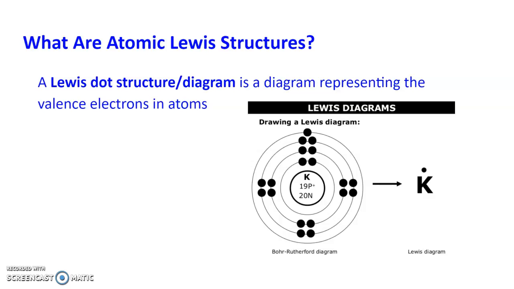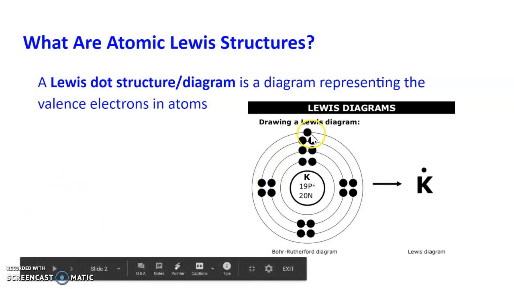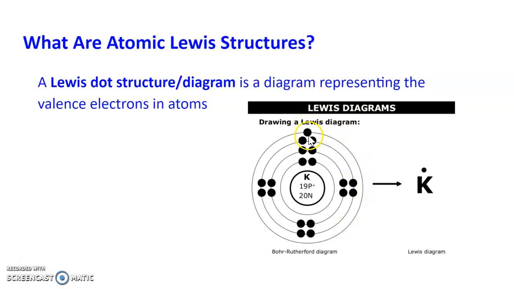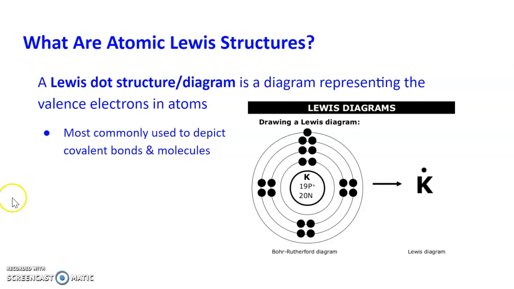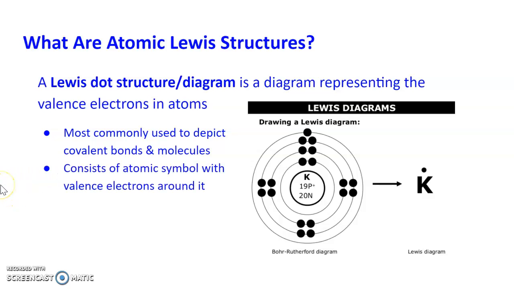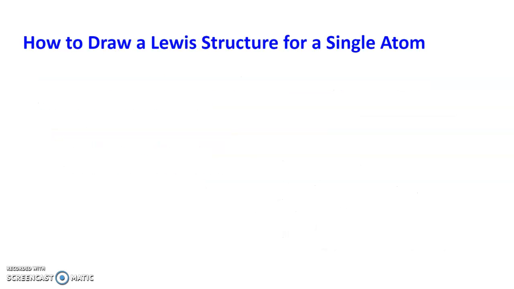So when we draw a Lewis structure, we take just that outermost ring and we represent its electrons. So in the case of potassium, there's only one valence electron. So there's only one dot on the Lewis diagram. This is the most commonly used thing to depict our covalent bonds and molecules. And it consists of just the atomic symbol and the valence electrons around it. It's very simple, very straightforward.